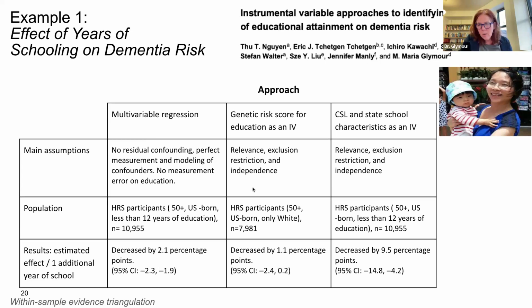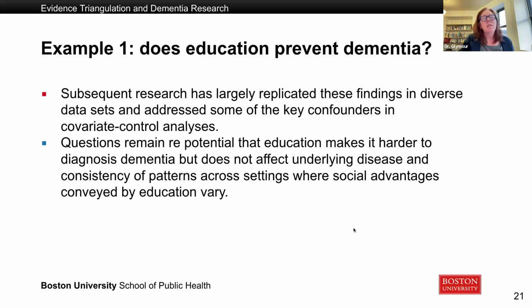If you use a genetic risk score for education, so you can actually create a genetic risk score for education, you see an association of around 1 percentage point, also protective. And if you use the compulsory schooling laws, you see an association of about 9.5 percentage points, really large, but also protective. And this kind of pattern is consistent across all of our approaches, though the magnitude of the effect varies.